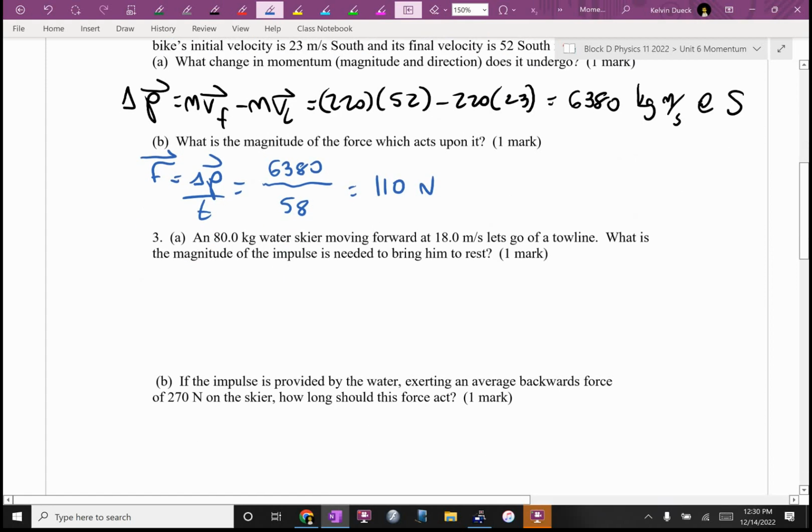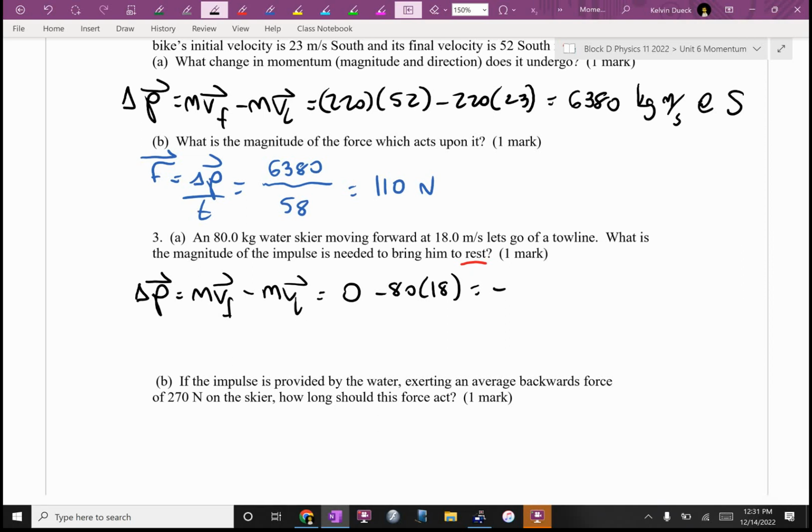Number 3, what is the magnitude? Okay, so number 3 is only asking for the magnitude of the change in momentum. It doesn't care about the direction. I looked at this. You know what? I underlined the word rest. I saw an initial velocity. I said, I think I'm going to go mv final minus mv initial. It's going to be 0 minus 80 times 18. It's going to be a negative answer. Now, because I said magnitude only, if you didn't put the negative, I would have to live with that because I didn't specifically say include a direction. I'll put it in there, though.